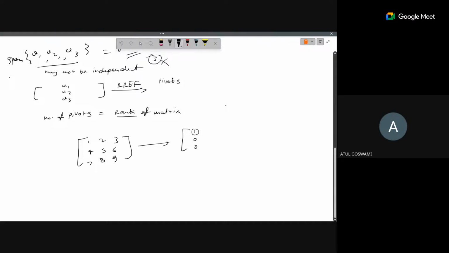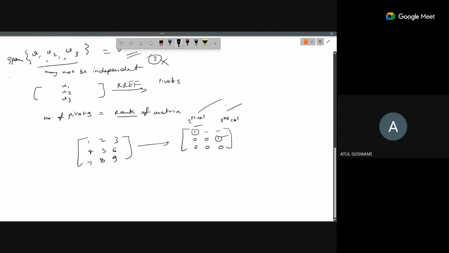These are the properties, and maybe one row would be entirely zero, and here is a second pivot. If this is a pivot, then this entry must be zero, and below it zero, and it could be non-zero. So the first column and third column have pivots.